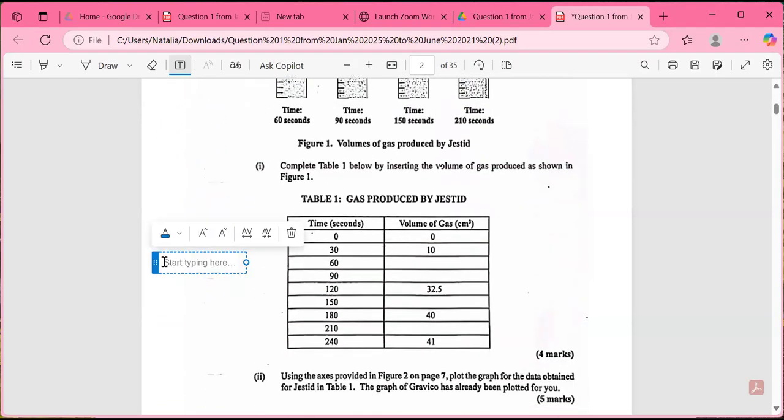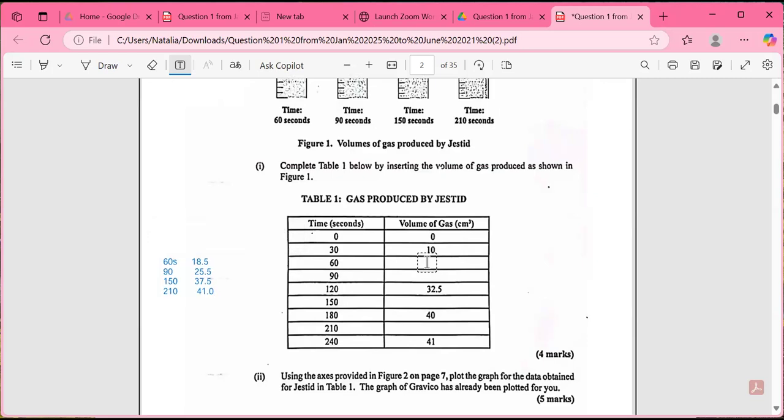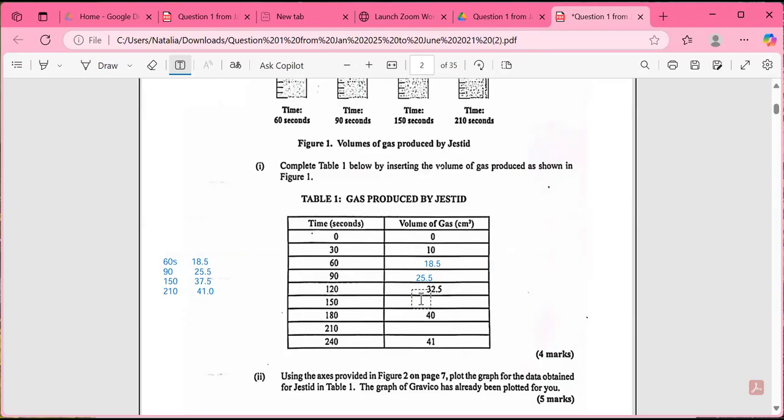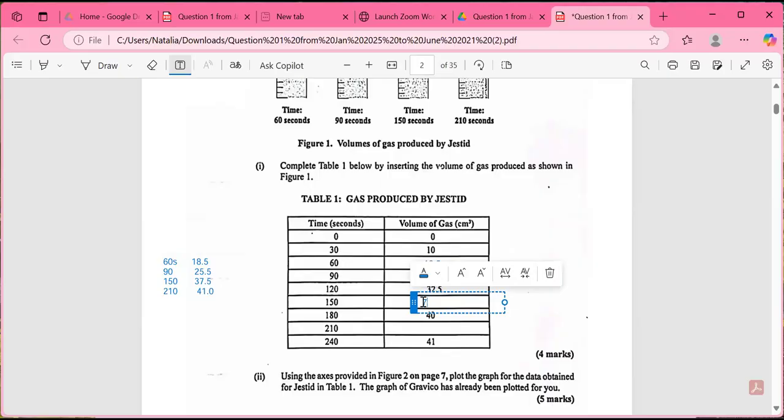So here they're asking us to insert 60, 18.5, 90, 25.5, 150, 37.5. They do not follow their own rule, so 41.0.